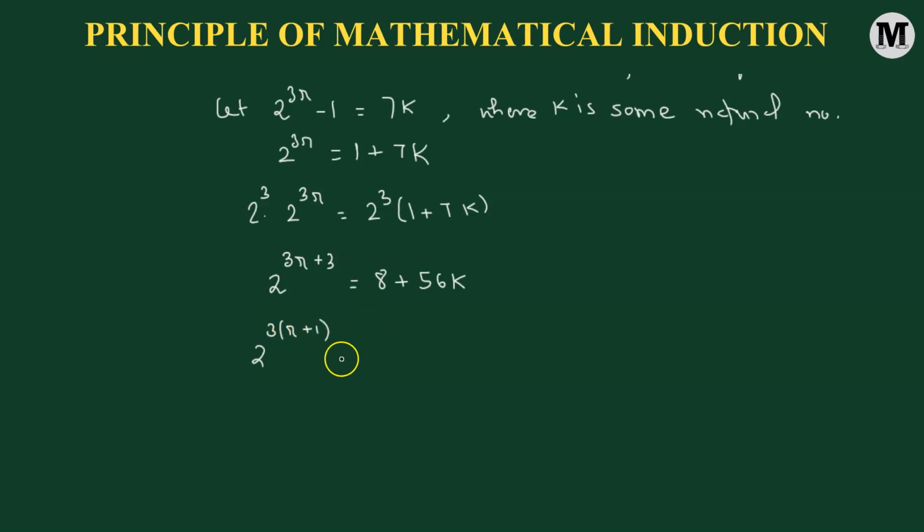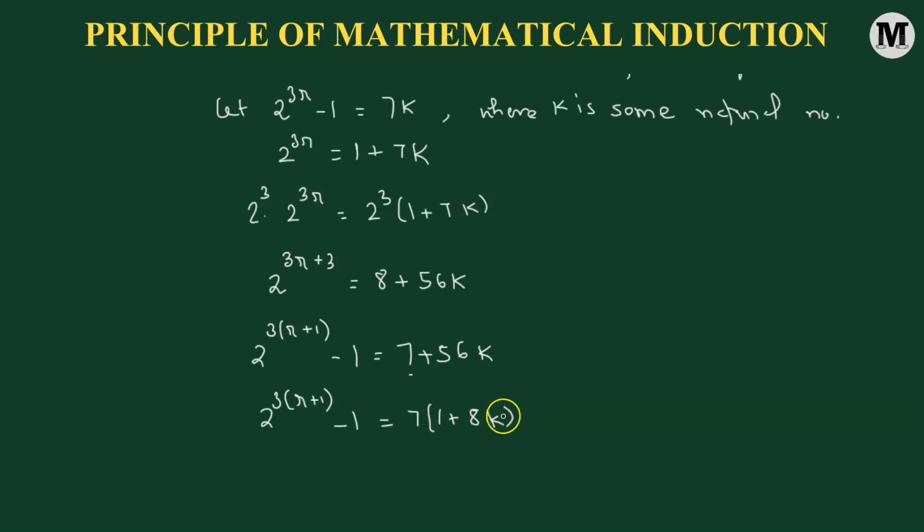Now we're going to subtract 1 from both sides. That gives us negative 1 on the left hand side, and on the right hand side 8 minus 1, that's 7. So we have 7 added to 56k. Fine. So we now have 2 raised to the power of 3 times r plus 1 minus 1 equals, now we can factor out 7 from both of the two terms on the right hand side. So that will be simply 7 multiplied by 1 added to 8k.